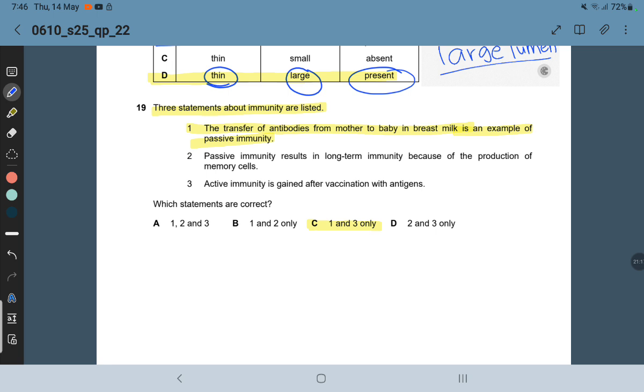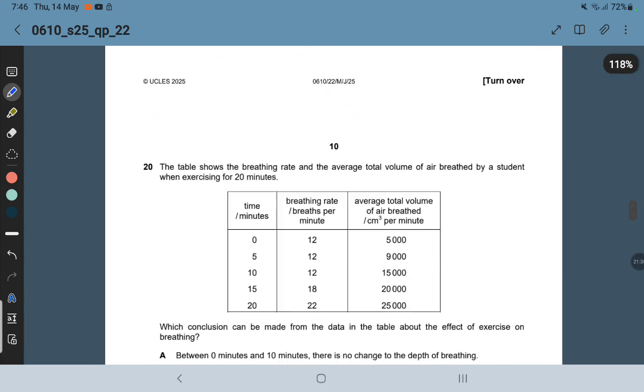It's telling you here that passive immunity results in long term immunity because of the production of memory cells. Well, in passive immunity no memory cells are being produced. That only occurs in active immunity, which is not the case here. So 2 cancel, 2 cancel, 2 cancel. The answer is C.